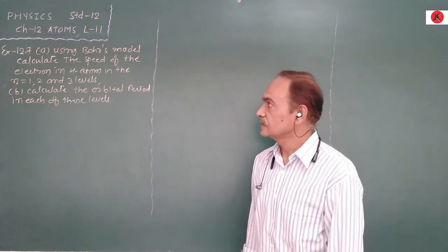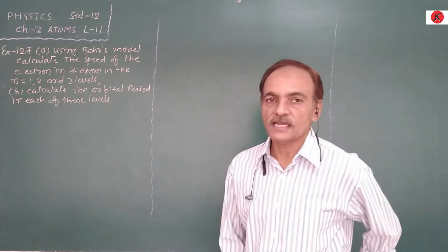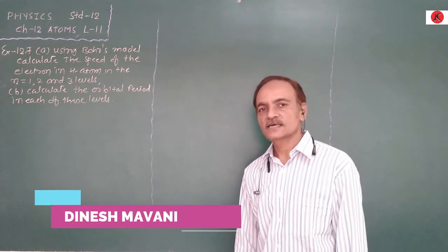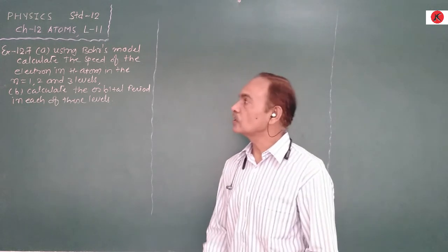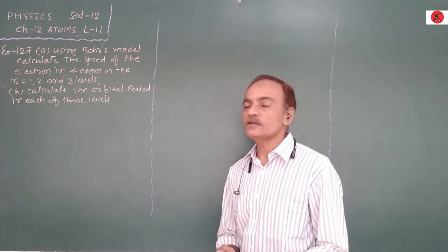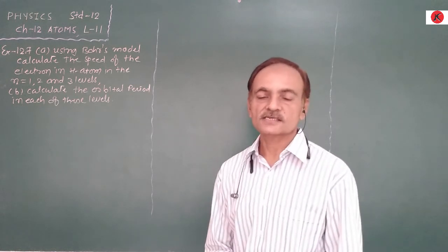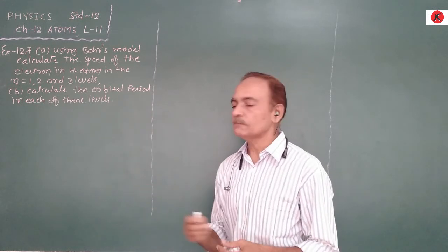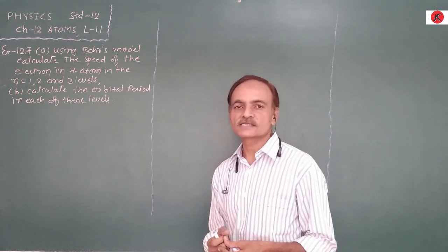Good morning, friends. Last time we discussed the numerical exercises of chapter 12, Atoms. We discussed up to 12.6. Now, exercise 12.7: Using Bohr's model, calculate the speed of the electron in a hydrogen atom in the first, second and third orbit, and also calculate the orbital period in each of these orbits.